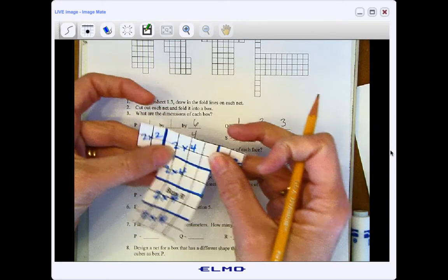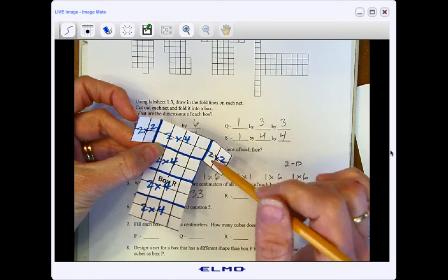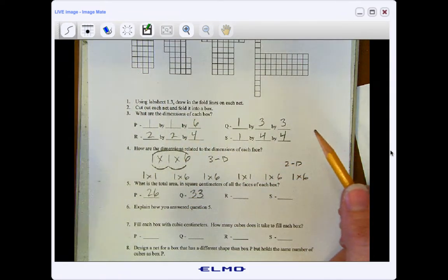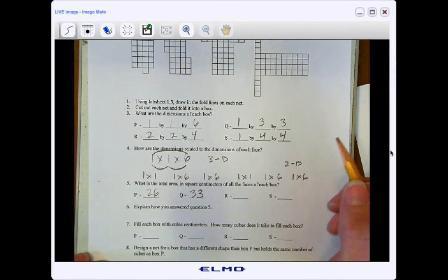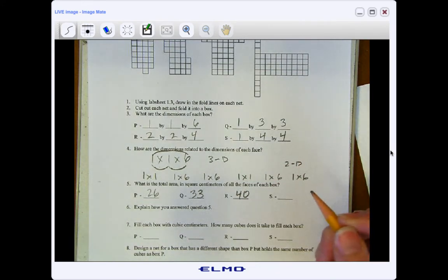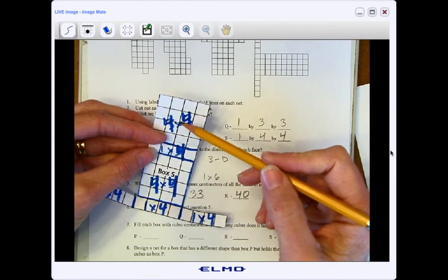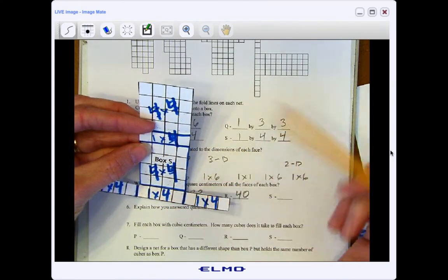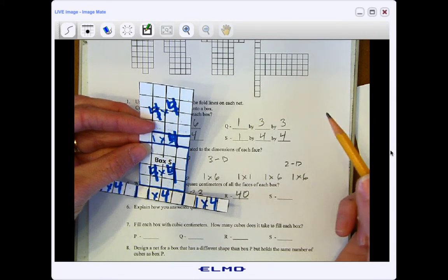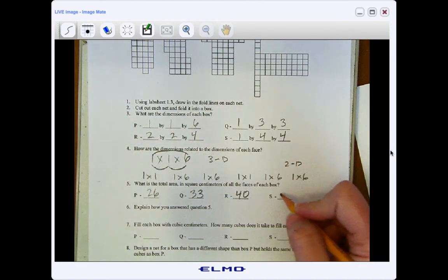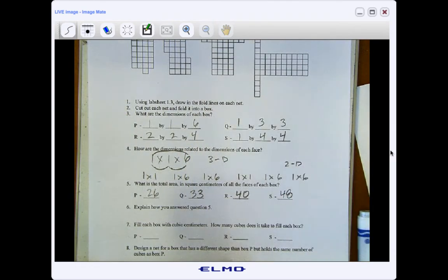Okay, so I can find the area 4, 8, 4, 8, 8, 8. Add that all up. Did you get 40? All right, and then the same thing for S. This area is 16. This is 4, 16, 4, 4, 4. Add all that up. Did you get 48?